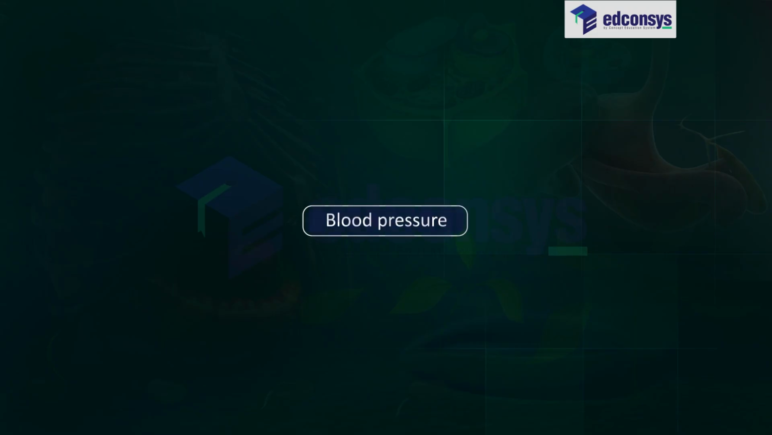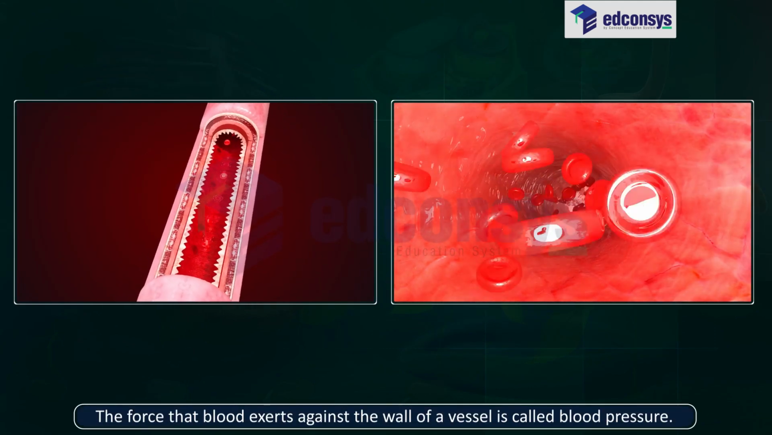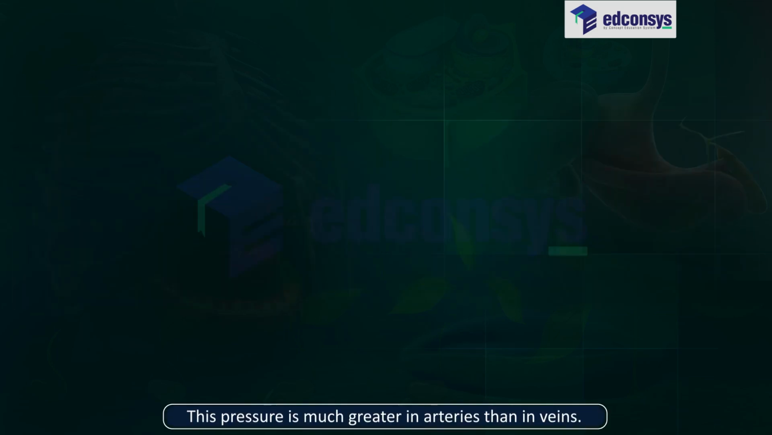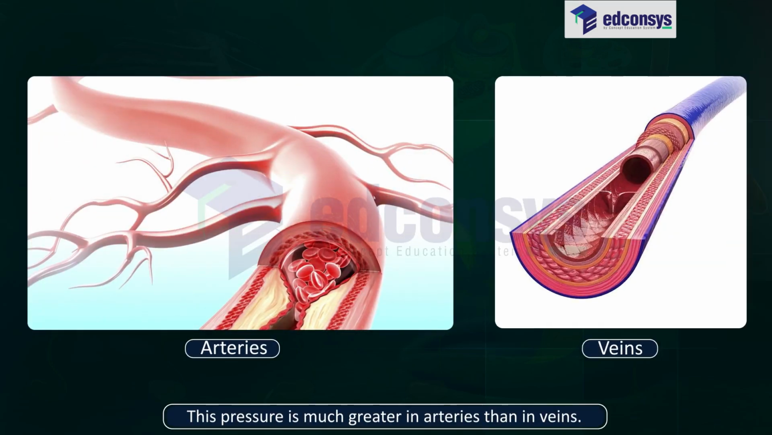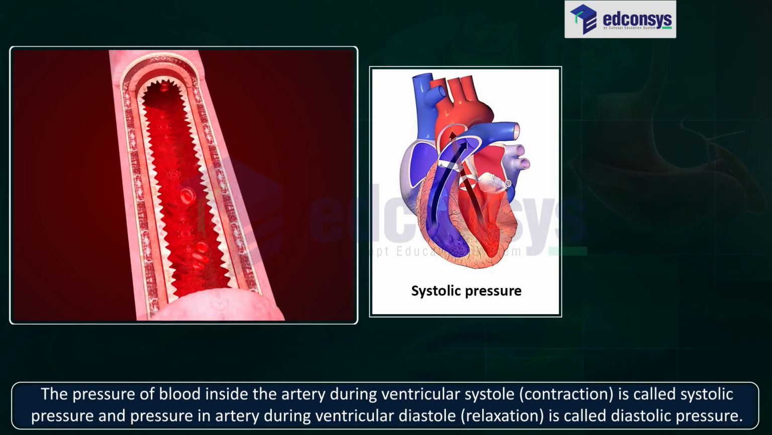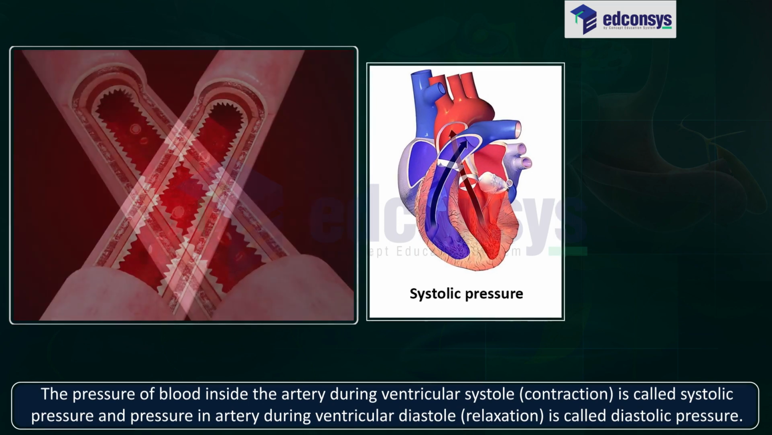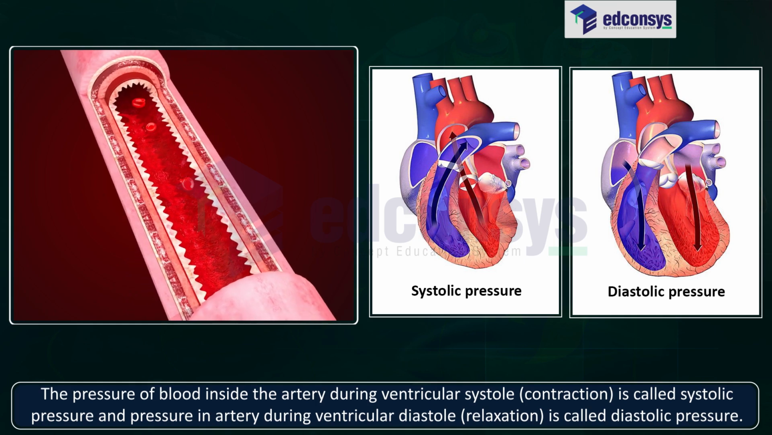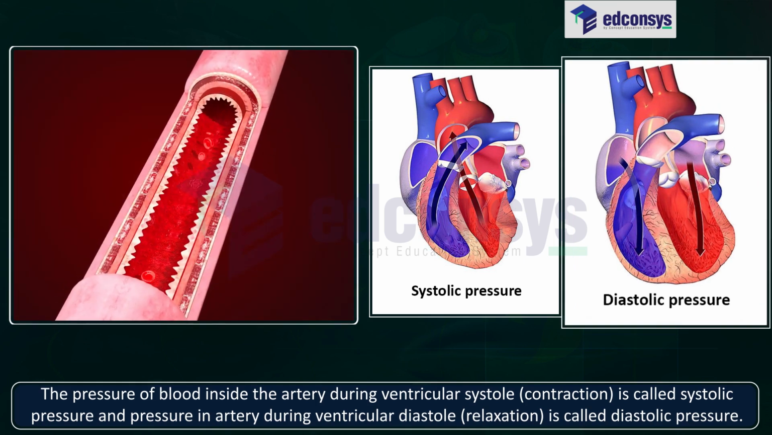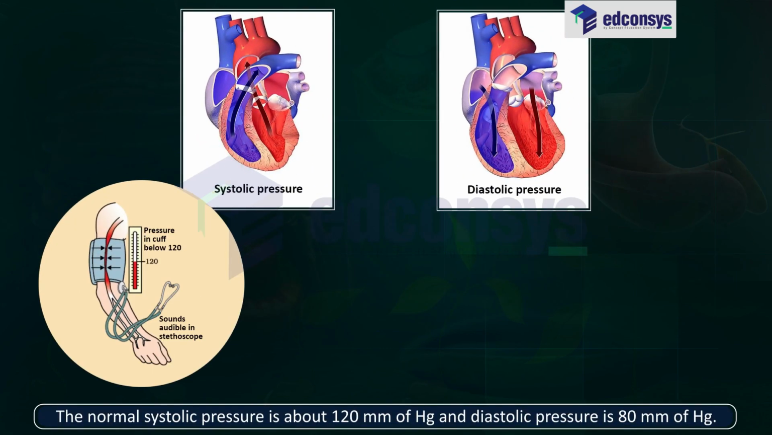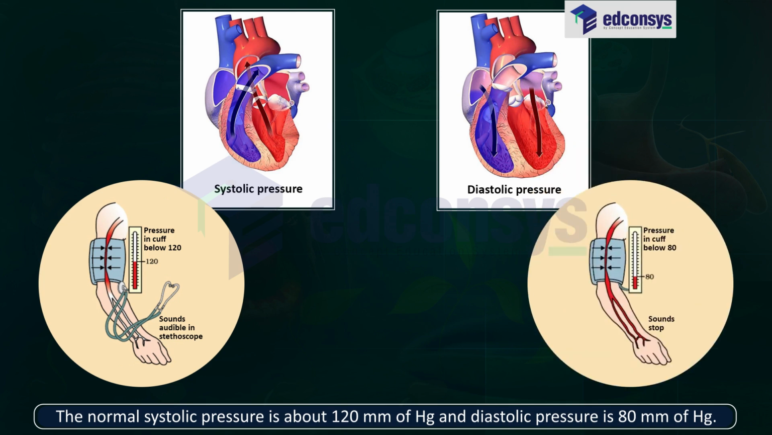Blood pressure. The force that blood exerts against the wall of a vessel is called blood pressure. This pressure is much greater in arteries than in veins. The pressure of blood inside the artery during ventricular systole or contraction is called systolic pressure, and pressure in the artery during ventricular diastole or relaxation is called diastolic pressure. The normal systolic pressure is about 120 mm of Hg and diastolic pressure is 80 mm of Hg.